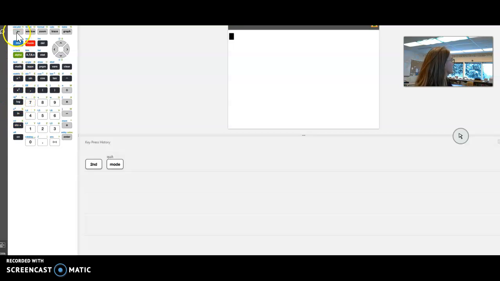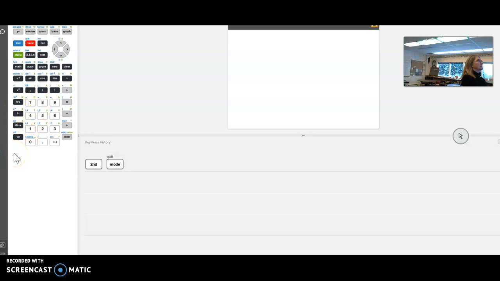This is row 0, we call that the graphing row. 1, 2, 3, 4, 5, 6. Row 6, column 1, you've got log, that's your log button. Right below it is ln, so if your base is e, you're going to use this button. If your base is 10, you're going to use this key.